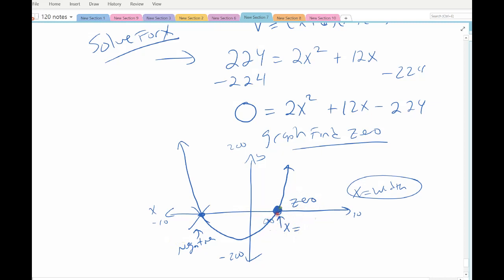And so again, remember, on your calculator, you've got to go to the left of it, to the right of it, and then guess, and it should give you your 0 at 8.